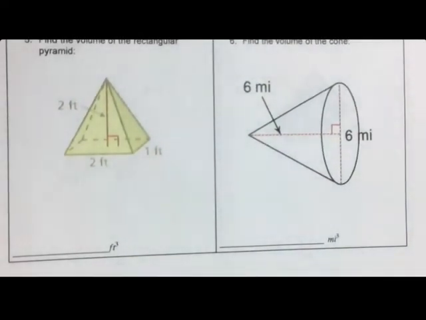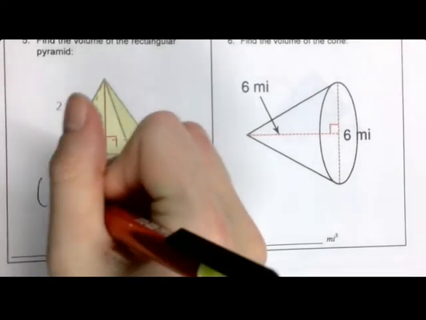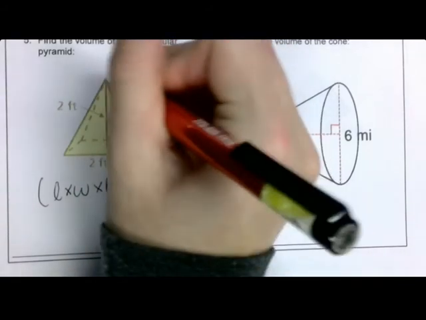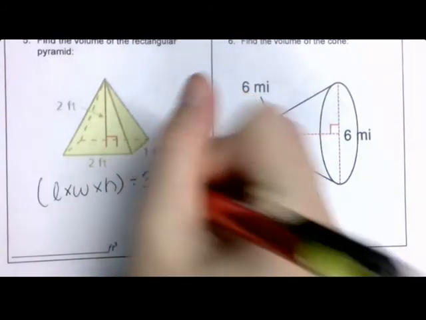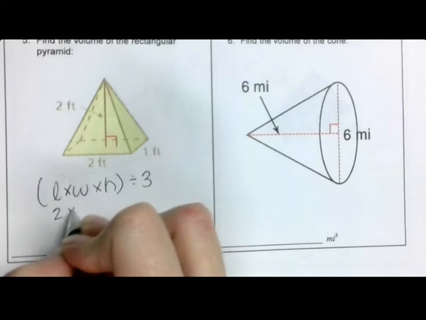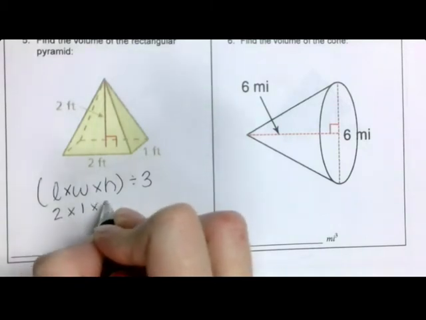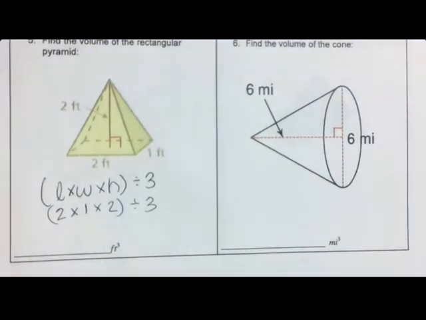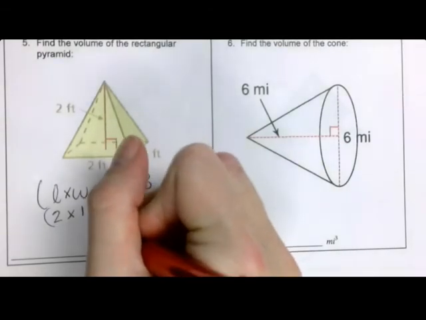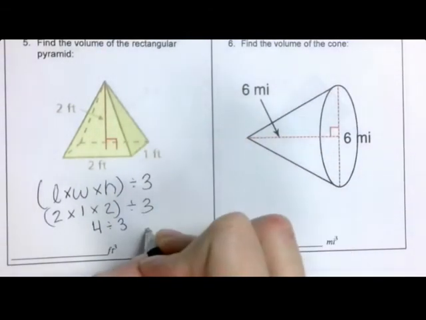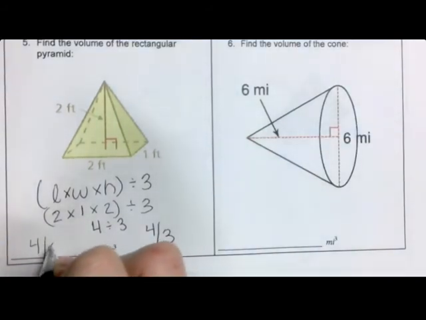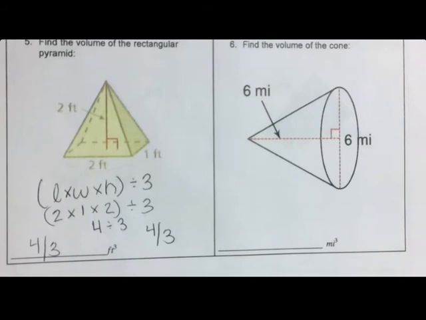So looking at the next page, we just have a couple more. All right. Find the volume of the rectangular pyramid. I like these because they're easy. Length times width times height. Oh, it comes to a point, so I need to divide it by 3. 2 times 1 times 2 divided by 3. You should not need a calculator to do that multiplication. What is it? 4. Good. 4 divided by 3 is 4/3, or 1.3 with the line over the 3. Okay?